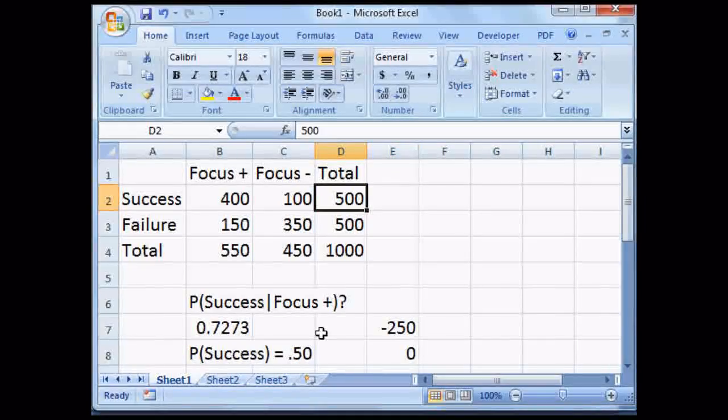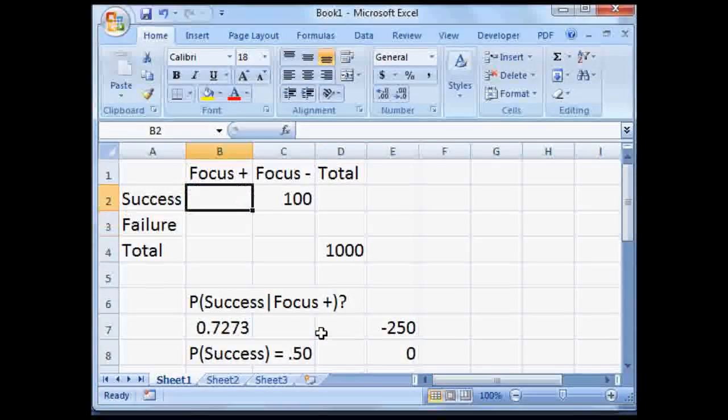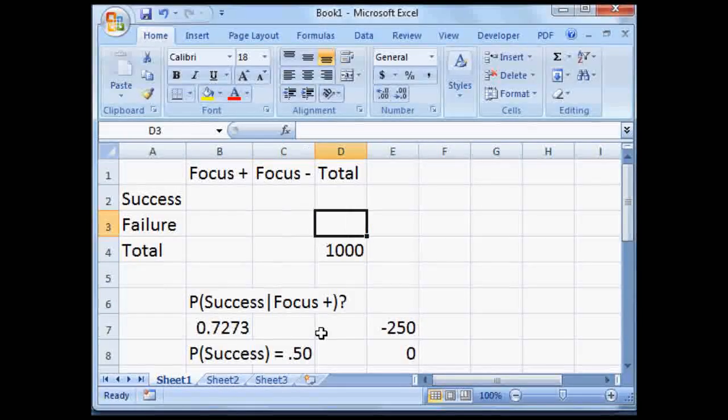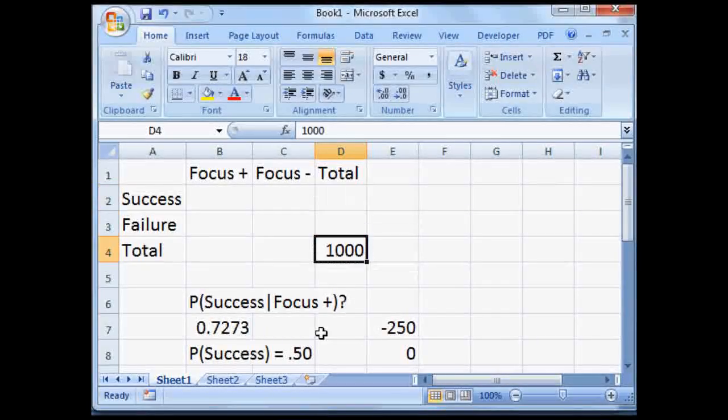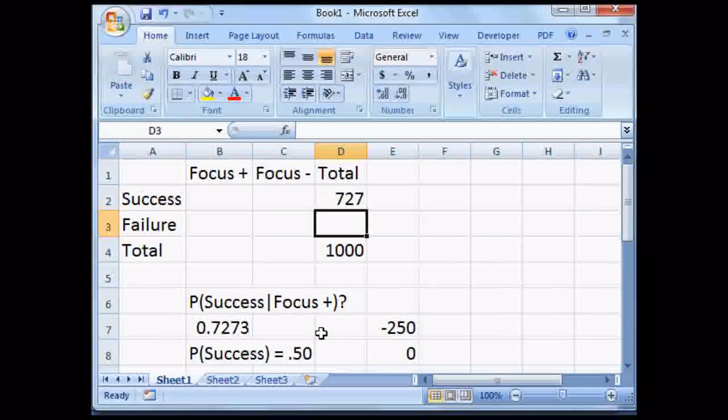So we're going to start out, we're going to clear this whole table, and now do the probability of success given our new information. So before, this was 500, right? So it used to be we had a 500 out of 1,000 chance. Now we have a 727.3 out of 1,000. You see, right?